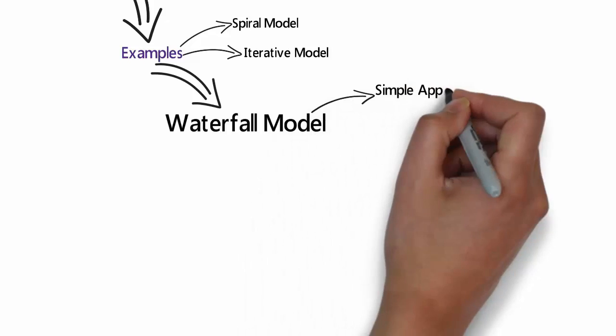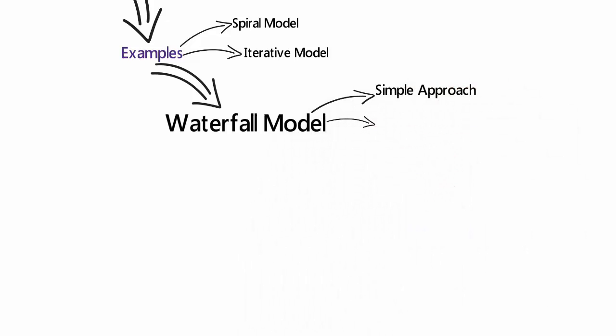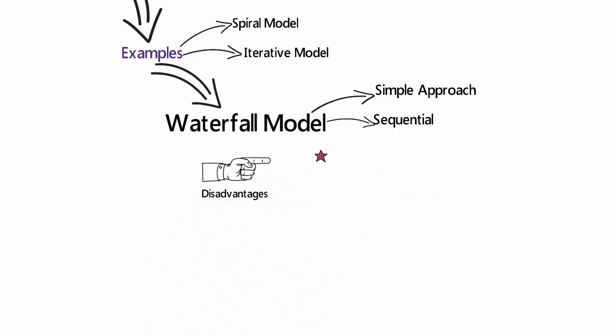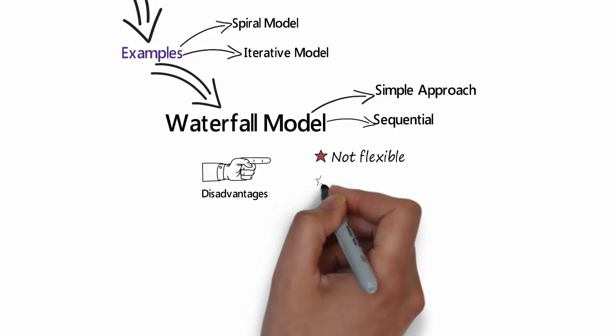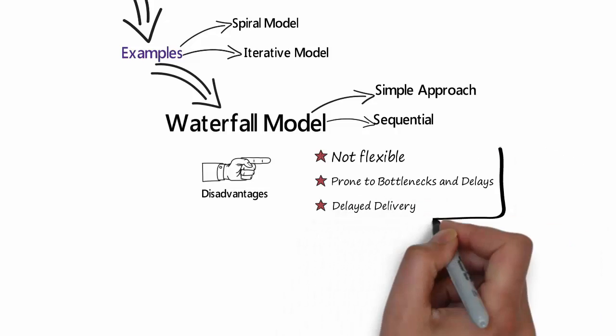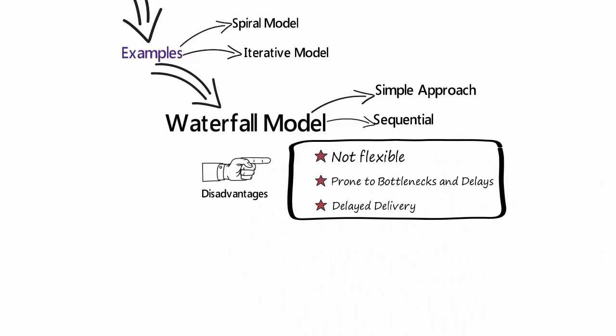The highlight of Waterfall Model is it has a simple approach, and the process is sequential in nature. However, it comes with a set of disadvantages. The process is not flexible. They are strict and not customer-friendly. The process is prone to bottlenecks and delays. The rigid process can lead to delayed delivery.